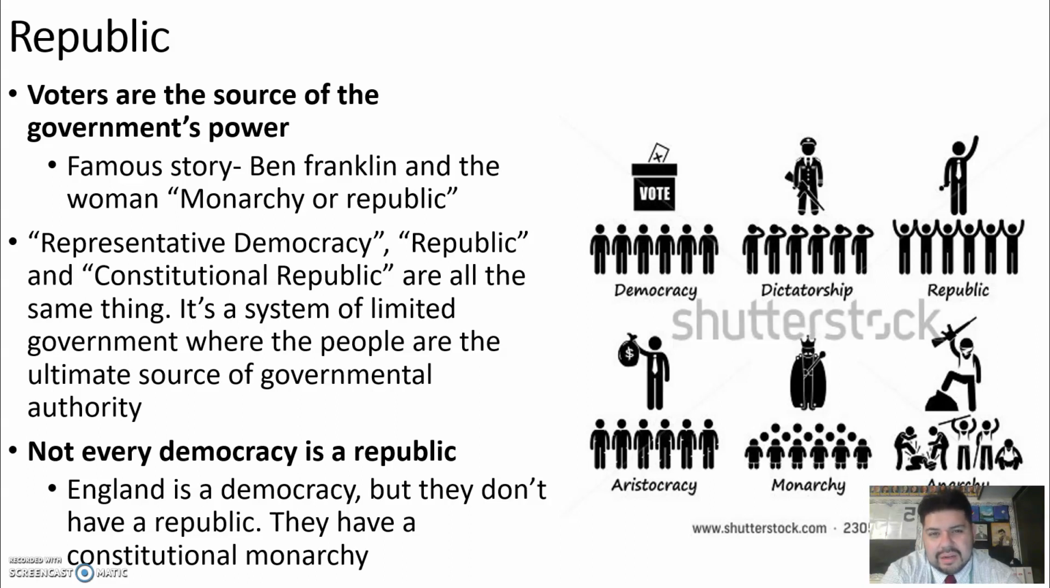Now, here's a funny little tidbit. Not every democracy is a republic. England is a democracy, but again, they don't have a republic. They are a constitutional monarchy.